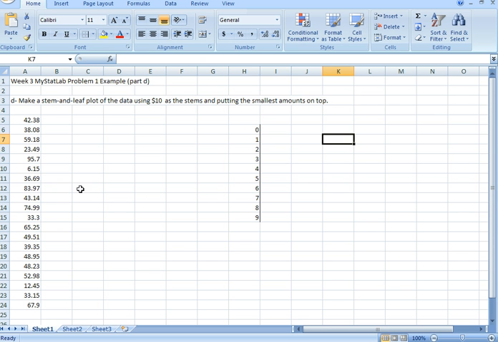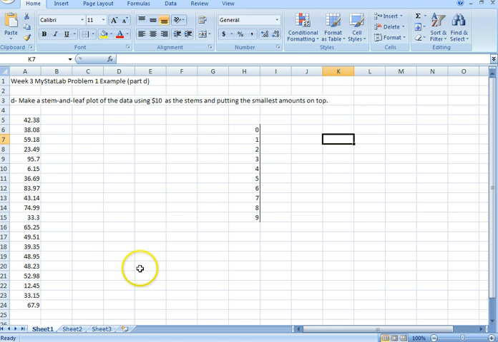A stem and leaf plot with a small amount of data here is not that difficult to do, doesn't take that long. So we're going to do that. Part D of Week 3 MyStatLab Problem 1 asks you to make a stem and leaf plot using $10 as the stems and put in the smallest amounts on top. So the first thing I did was go 0 to 9 and put a line there so that we can start putting our data there.